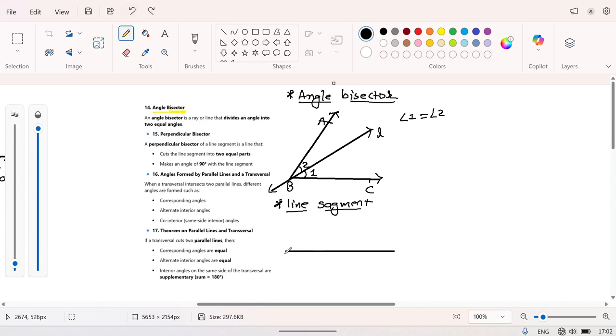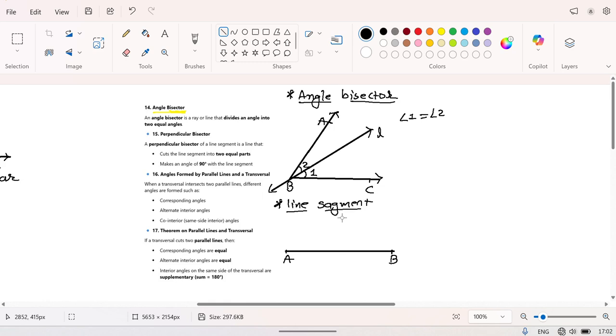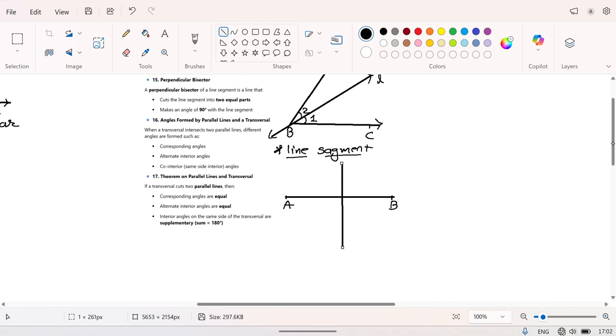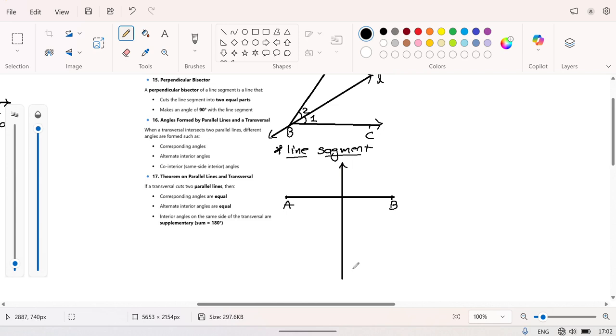So this is line segment AB. And let's suppose any line which divides this line segment into equal parts, that line is called a perpendicular bisector. Let's suppose this is line L, and it divides line segment AB into equal parts.